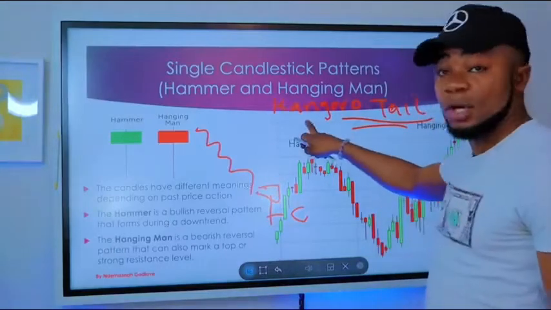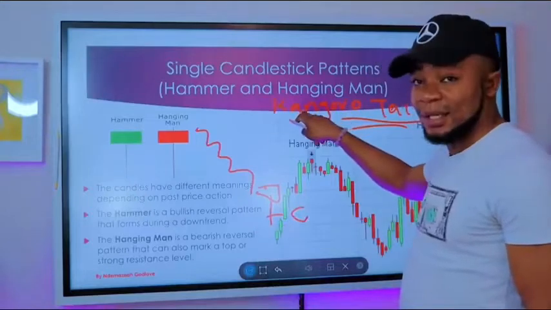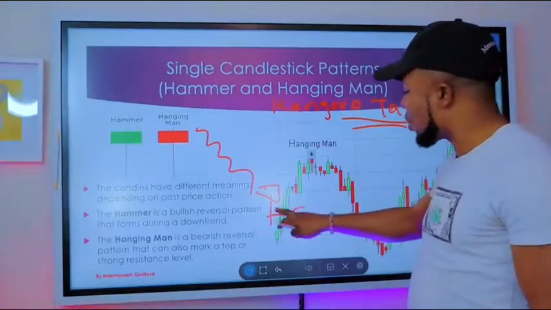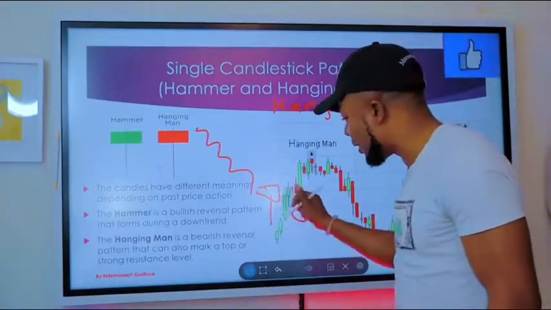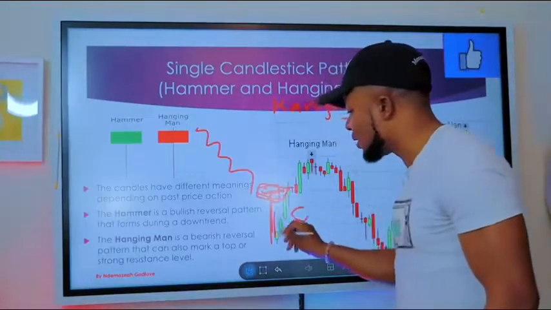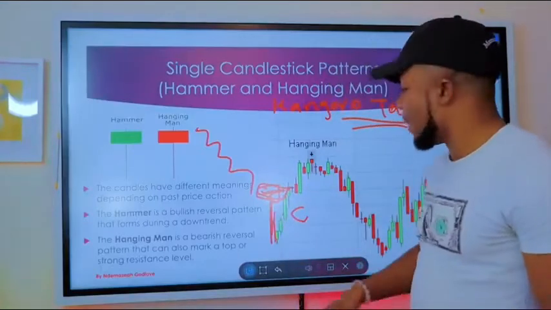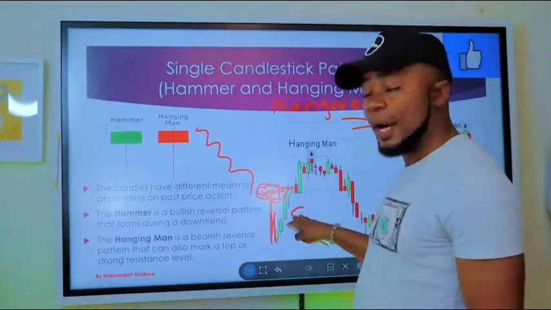It's also known as the kangaroo tail. And the kangaroo tail can either be formed at the support or at the resistance. Anytime you see a kangaroo tail, it is having this long tail. They call it kangaroo tail because it is a candle with this body and then having this long tail. So you can call this the hanging man or the kangaroo tail. The hanging man can occur at the support.